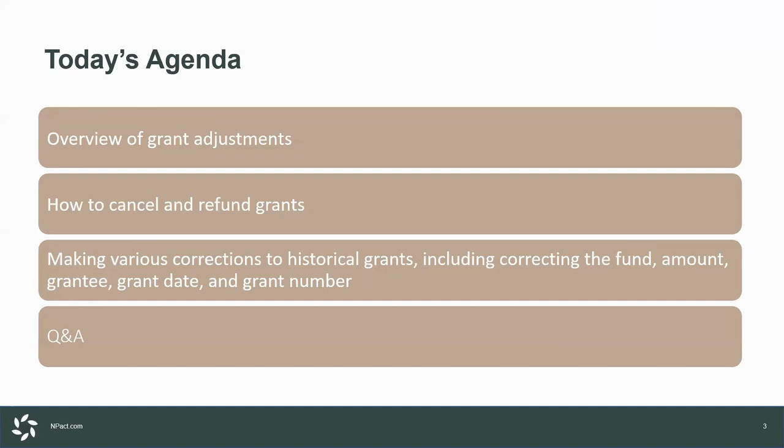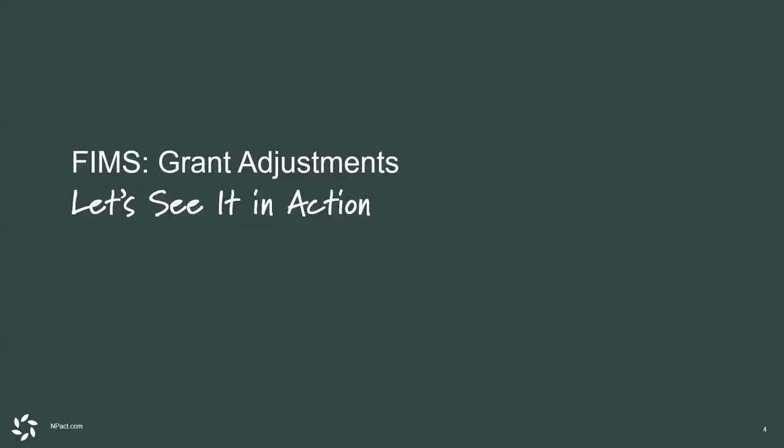Hi, everybody. Today's agenda is going to cover an overview of grant adjustments. We're going to look at how to cancel and refund grants, and we're also going to look at making various corrections to historical grants, including correcting the fund or the amount, the grantee, the grant date, and the grant number. And then any questions that you might have, Leanne will be happy to answer, or I can answer as well at the end. So welcome, everybody.